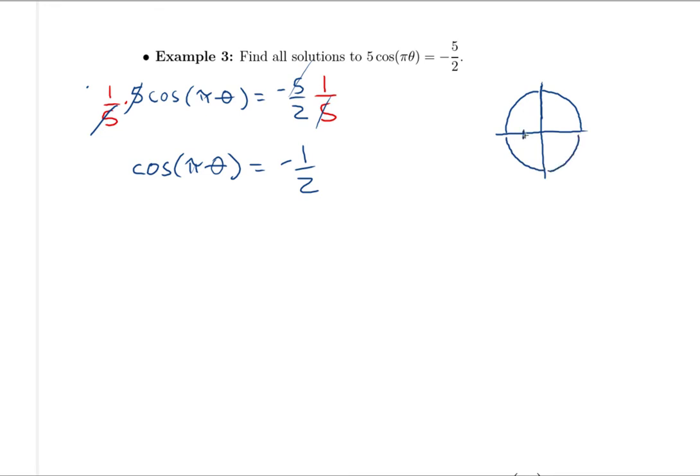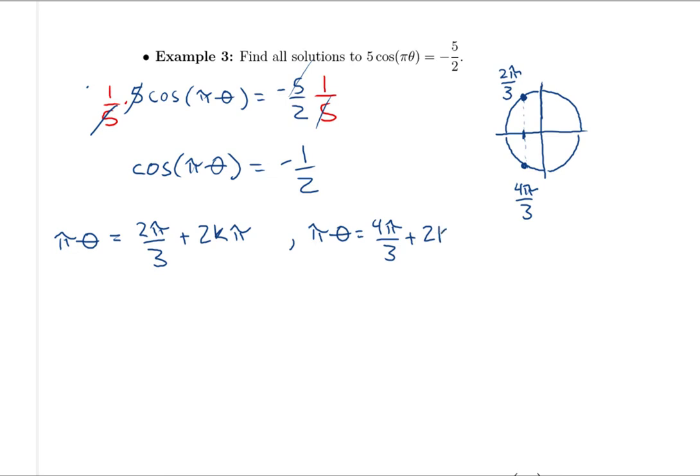Well, that would be over here, right? So where is this? That to me looks like it's at 2 pi over 3, right? And so then that would be at 4 pi over 3. So I can say pi times theta is equal to 2 pi over 3 plus multiples of 2 pi, so 2k pi. But I can also say pi times theta equals 4 pi over 3 plus multiples of 2 pi.